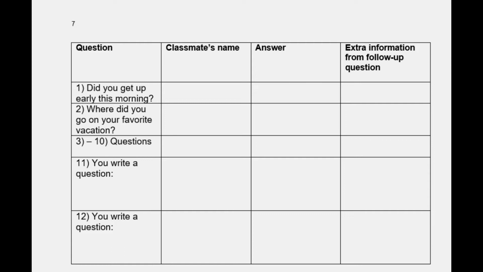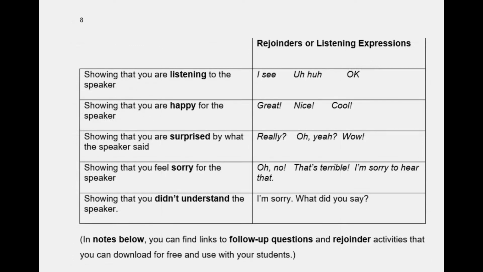Right. There are at least two specific conversation techniques that they could use during this activity. As you can see from the survey chart, they need to ask follow-up questions. And another is giving listening responses called rejoinders. These are words like, I see, great, oh, really? Or even, I'm sorry, what did you say?